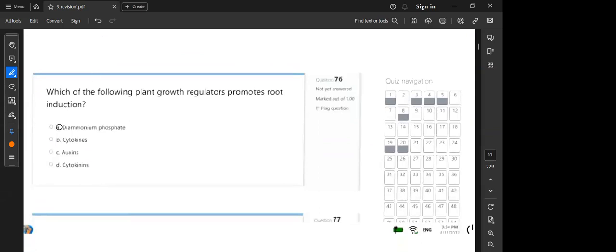Which of the following plant growth regulators promotes food reduction? Cytokinins, auxins, cytokines, ammonium phosphate.